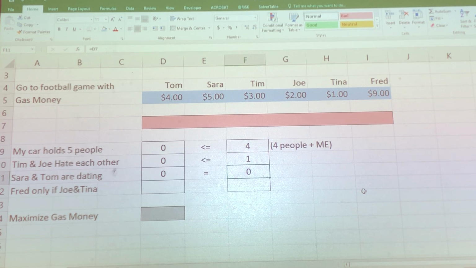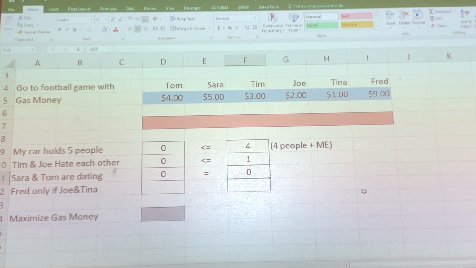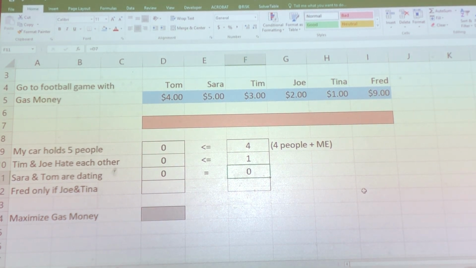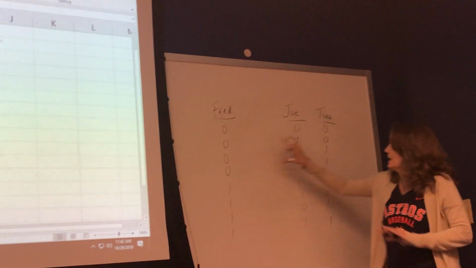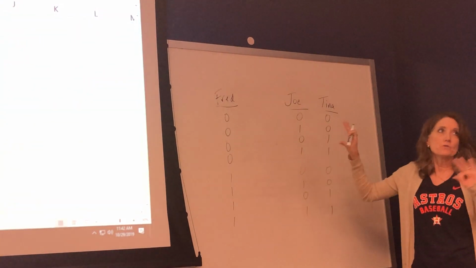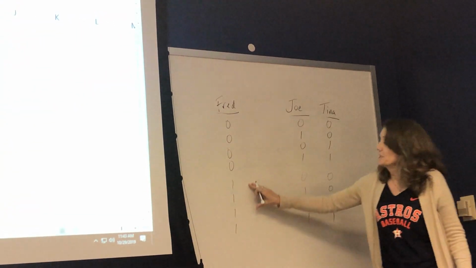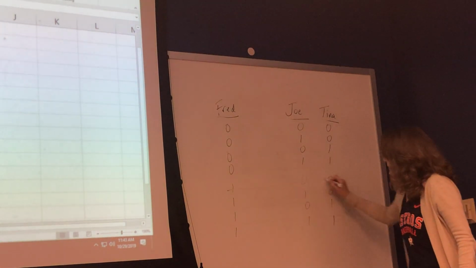So the way it's written, if you look at the text in the PowerPoint, it says it in a more complete sentence: Fred's only going to go if both Joe and Tina go. So if Fred doesn't go, it doesn't matter what happens over here. Those are all okay. But if Fred does go, he's not going to go.